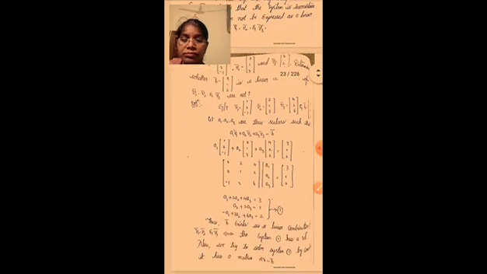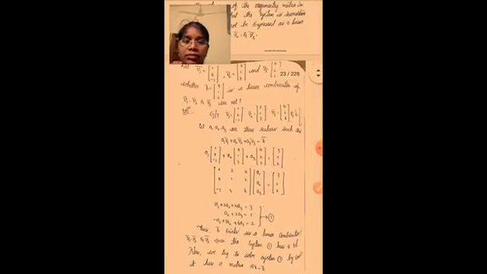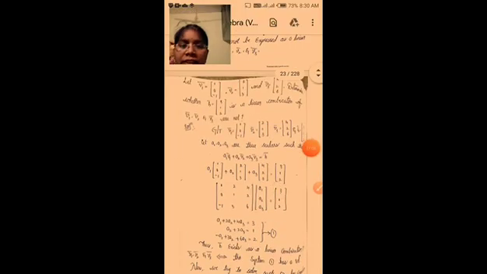Okay, next, see here, one example is there. Let v1 bar is equal to 1 0 minus 1, v2 bar is equal to 2 1 3, and v3 bar is equal to 4 2 6. Determine whether b bar is equal to 3 1 2 is a linear combination of these. So given that v1 bar is equal to 1 0 minus 1, v2 bar is equal to 2 1 3, v3 bar is equal to 4 2 6, and given b bar is equal to 3 1 2, we have to check whether b bar is a linear combination of v1 bar, v2 bar and v3 bar or not.